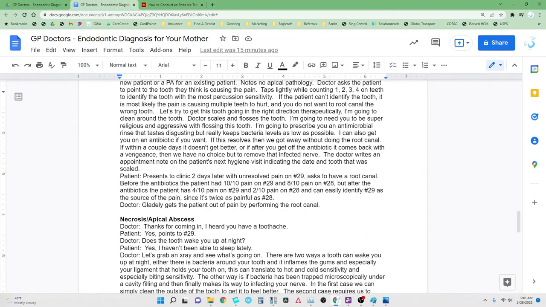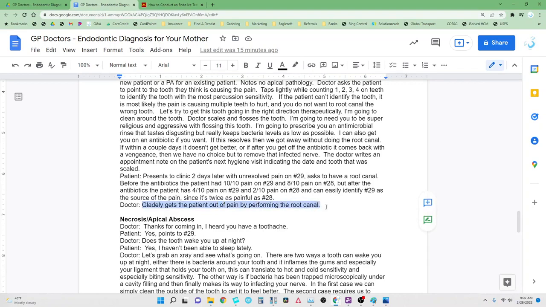So before the antibiotics, the patient had a 10 out of 10 pain on 29 and an 8 out of 10 pain on 28. But after the antibiotics, the patient has a 4 out of 10 pain on 29 and a 2 out of 10 pain on 28. So now they're able to identify exactly which tooth it is, and they can easily point to tooth number 29 as the source cause of the pain. Doctor gladly gets the patient out of pain by performing the root canal, okay?